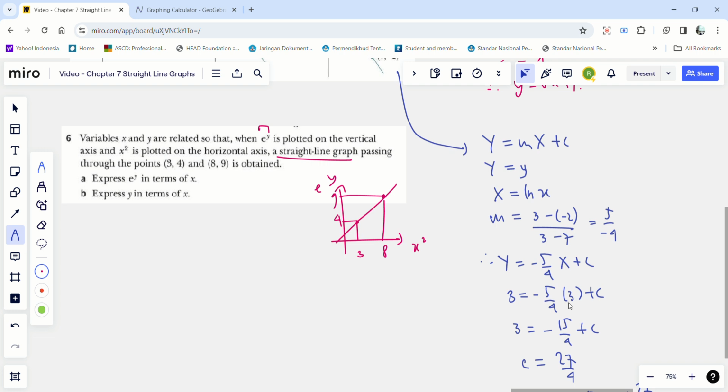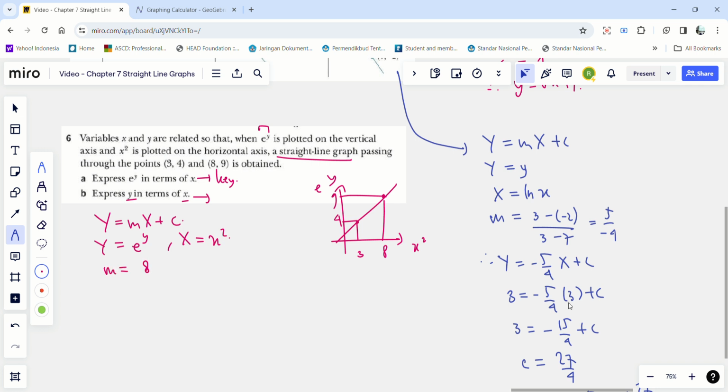So question A, express e raised y in terms of x, and then in question B, express y in terms of x. This one will be simple. Question A is the key. If you can do question A, B is just the transformation. It's best, in my opinion, again, to put it as y equals mx plus c first. But you know the capital Y is actually the e raised y. The capital X is actually x squared.